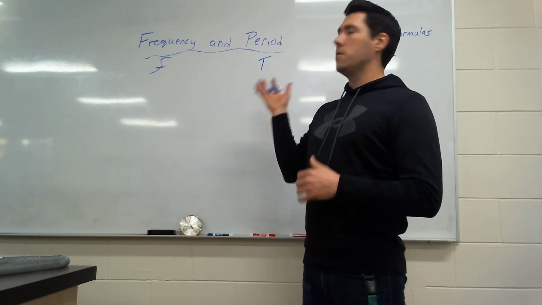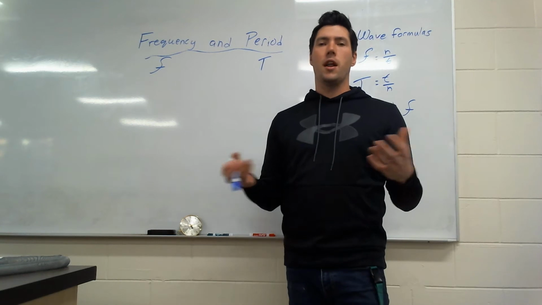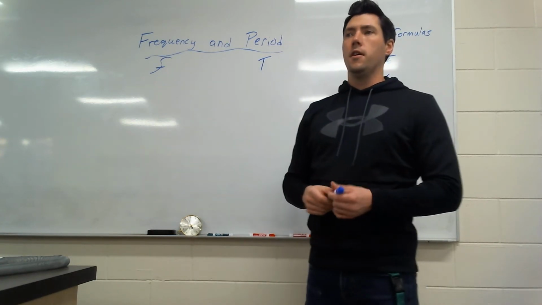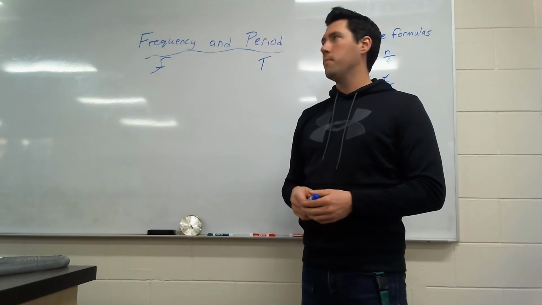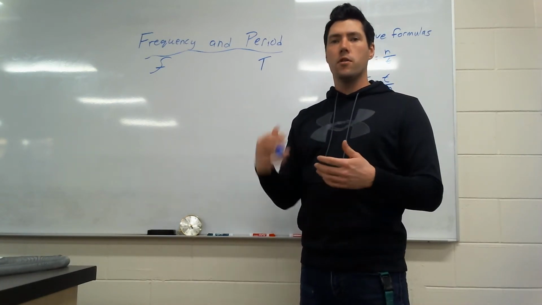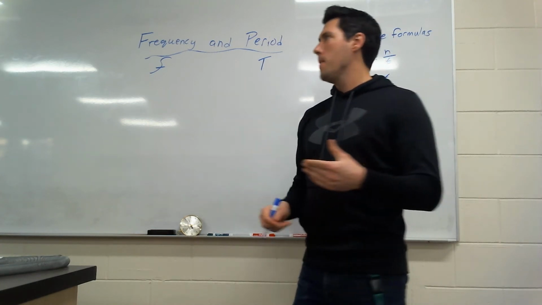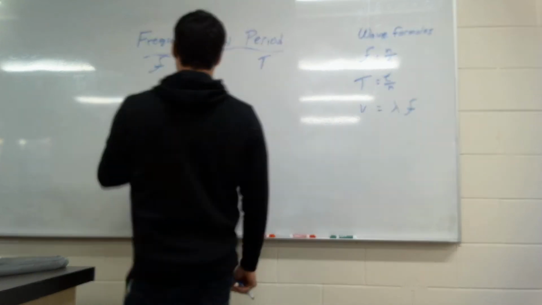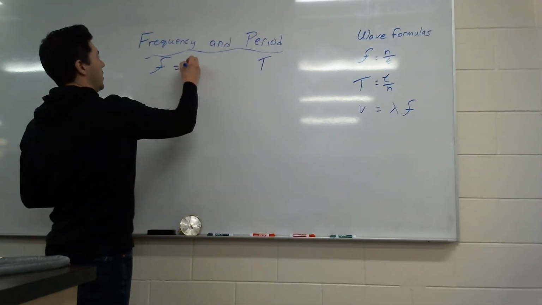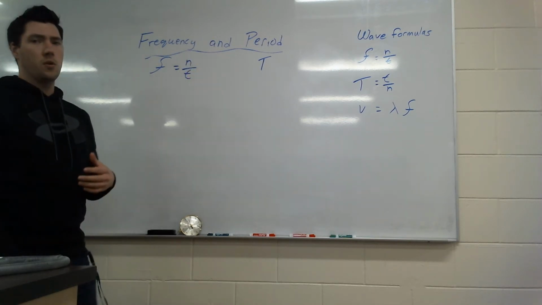So frequency and period, these aren't actually just technically physics terms. We use these in everyday life. I'm guessing you've heard of frequency before, like how frequent something is. Frequency is basically just the number of times something happens over a period of time, okay? We usually use seconds. So the formula for frequency is exactly what I just said. It's the number of times you do something over a certain amount of time, okay?